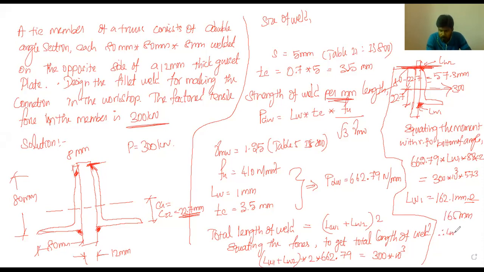Therefore, LW2. We substitute in this equation: LW1 value is 165 plus LW2, multiplied with 2 into 662.79, is equal to 300 into 10 cube. Solving this, we get the value of LW2 as 61.3 mm, say 65 mm. So this is the way we calculate. LW1 each side is 165 mm, and LW2 each side is 65 mm. So the total LW becomes 165 plus 65, into 2 times, so 460 mm is the total length of weld. Thank you.